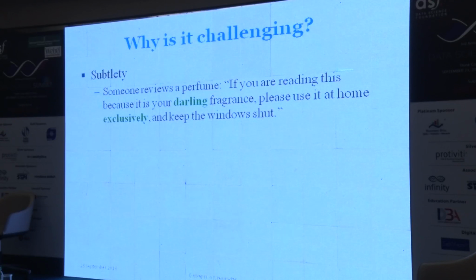So for example, in sentiment analysis, there are lots of things. Someone writes a review of a perfume. It's a very sarcastic way of writing that this is really bad perfume.